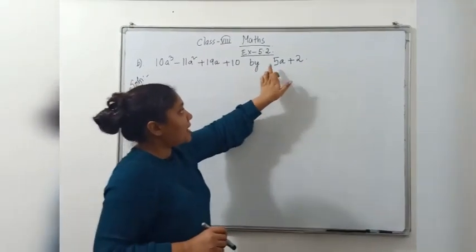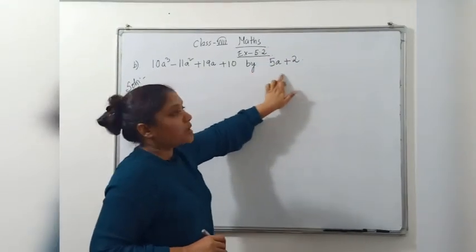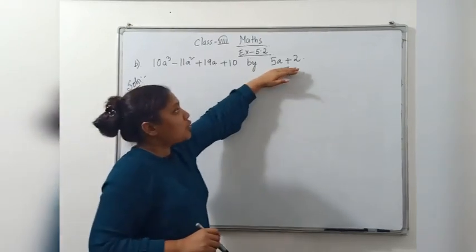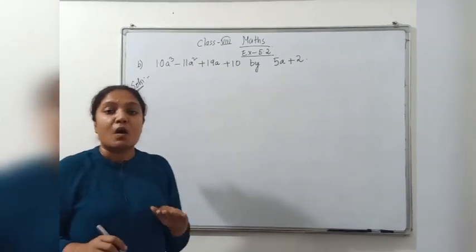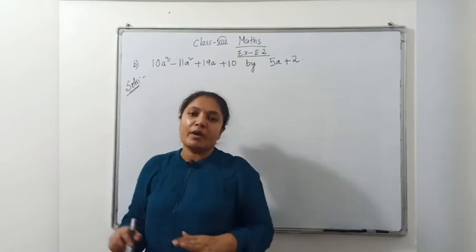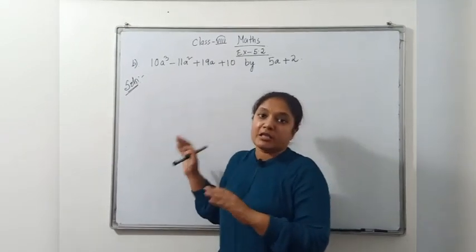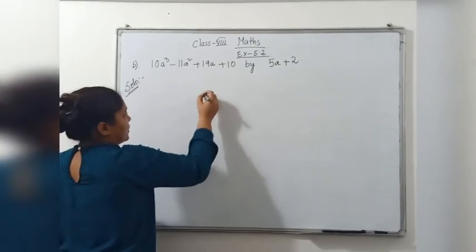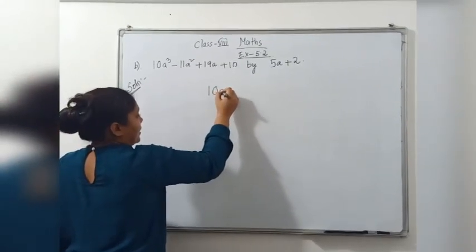Now the polynomial is divided by what? By 2 terms. That means a binomial. Okay? When it is 2 terms, we always use the long division method. Now we are going to divide it, as we do the normal division. So how are we going to do it? This is the dividend. So we are going to write this term here.